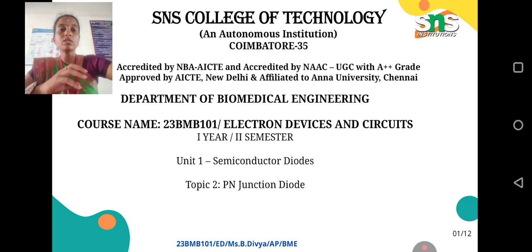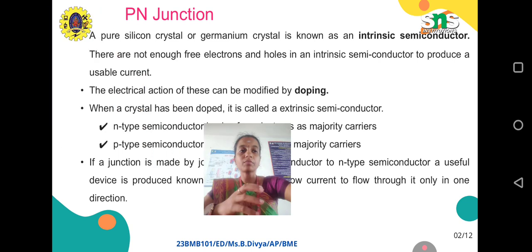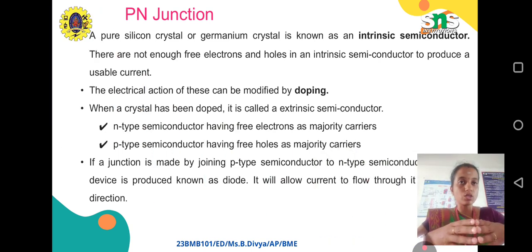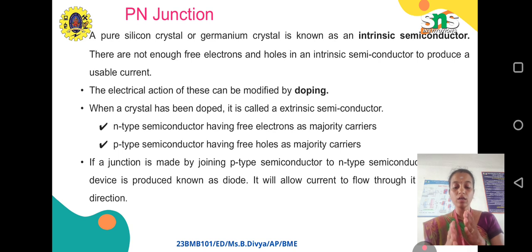In this, we are going to see about PN junction diode. What is PN junction diode? It is a semiconductor device where we have an N-type and a P-type semiconductor. N-type is generally based on impurities, majority carriers, whereas the P-type is based on minority carriers.